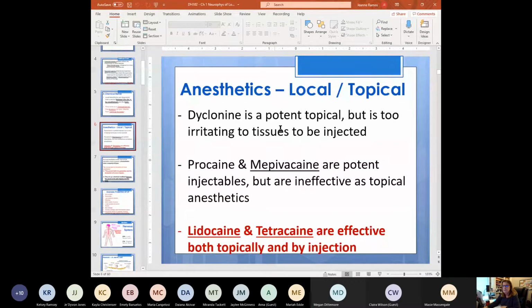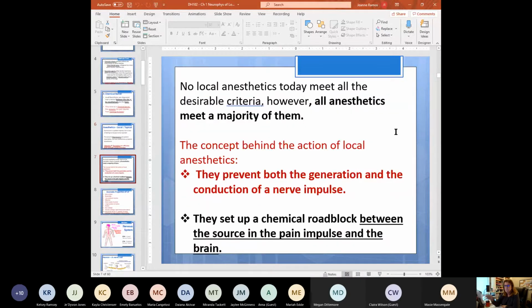So dyclonine is a potent topical, but it's too irritating to the tissues, so they couldn't use it to be injected. Procaine and mepivacaine. Mepivacaine is what we use. We don't use procaine anymore in the industry, but mepivacaine we do, and they are very potent injectables, but completely ineffective as topicals. So that's why they come up with the two that are.